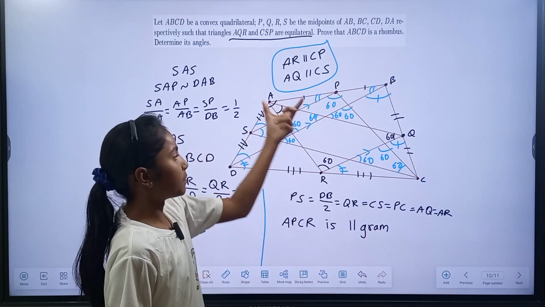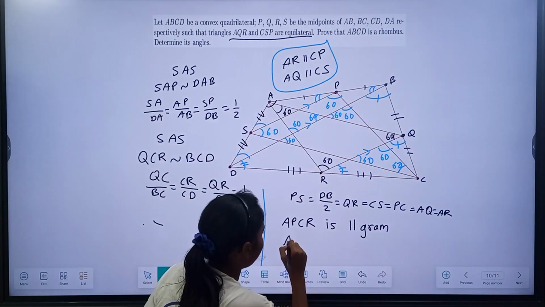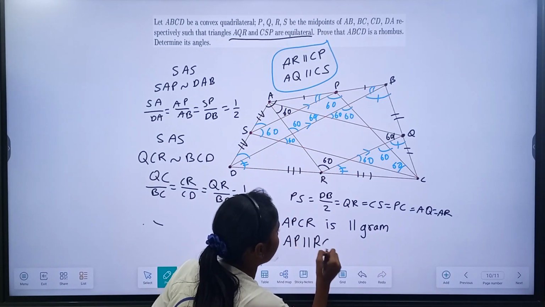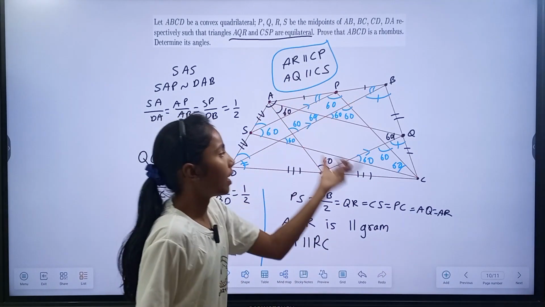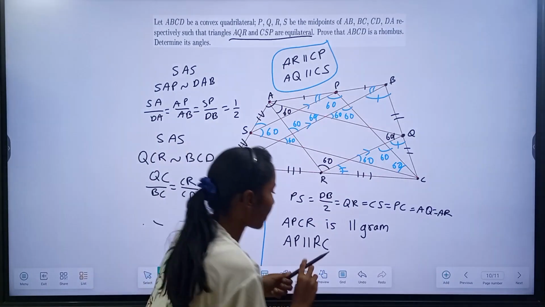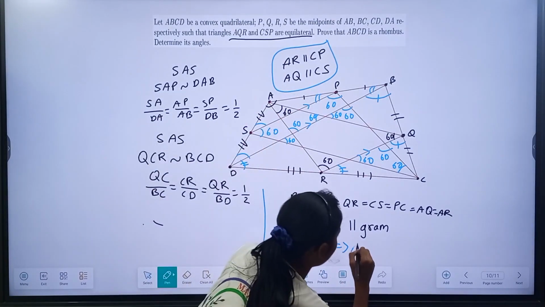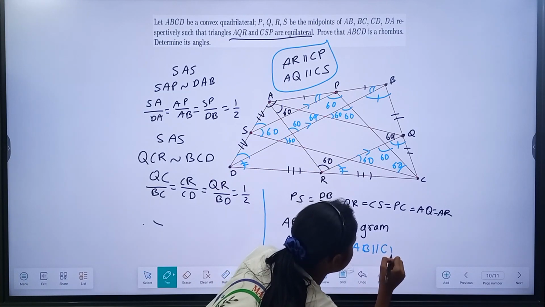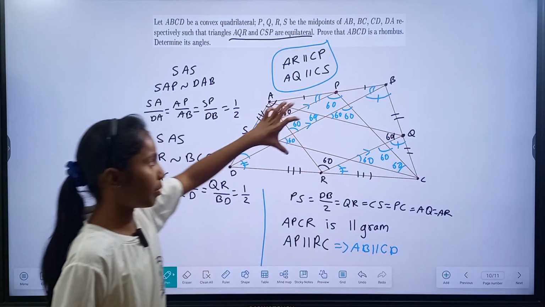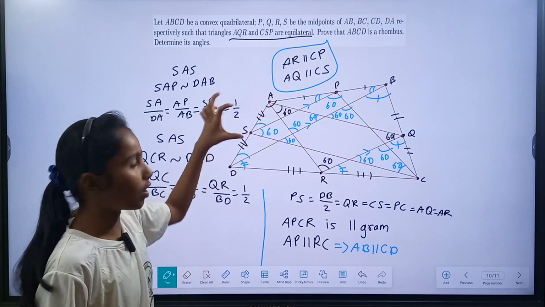And we have AP parallel to RC, and AP is lying on AB and RC is lying on CD. So from this, we can say that AB is parallel to CD. So we got this pair of parallel lines in the convex quadrilateral.